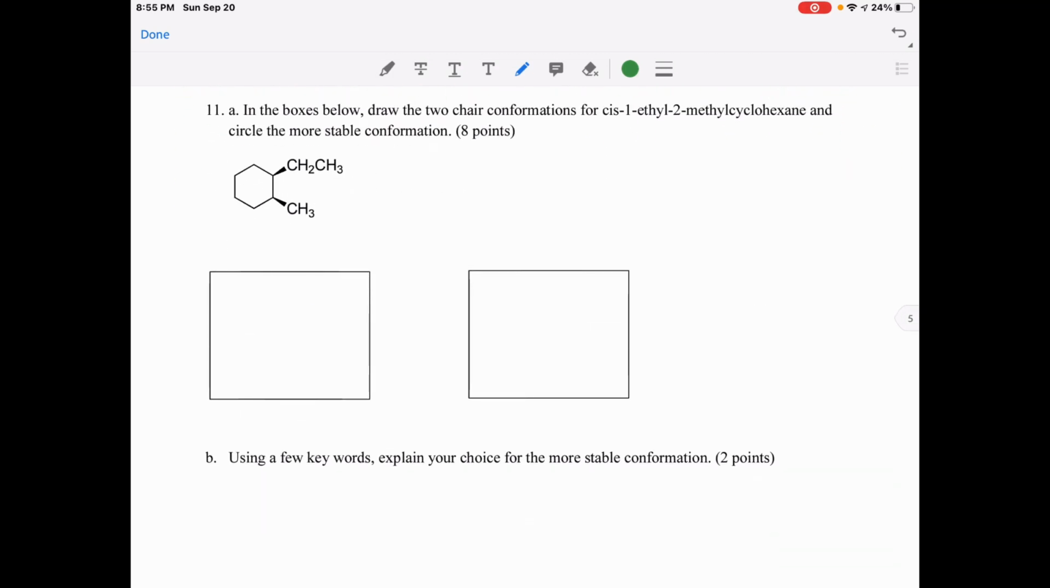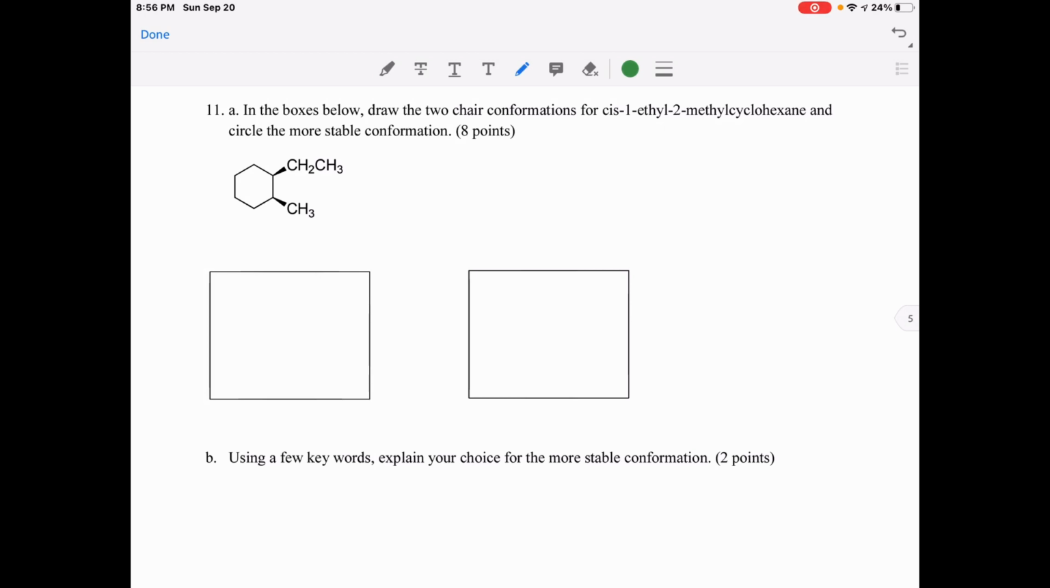For number 11, we are given a cyclohexane ring with two substituents, an ethyl and a methyl substituent, and we are asked to draw the two chair conformations of this molecule. The substituents are in a cis position, so they're both on the same side of the molecule. In this case, both of them are coming out of the page. So that means that whenever we draw it, we have to make sure that they are both facing up when we draw the 3D structure. So let's go ahead and draw those structures out.